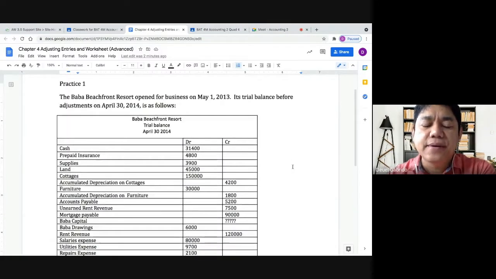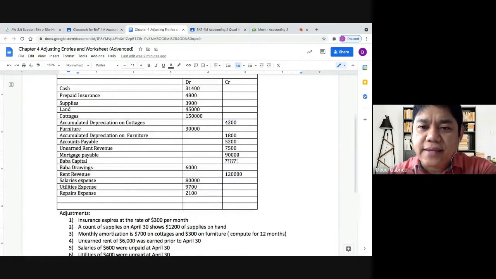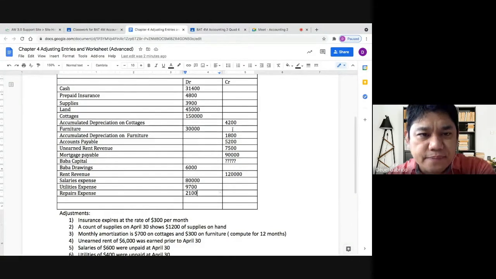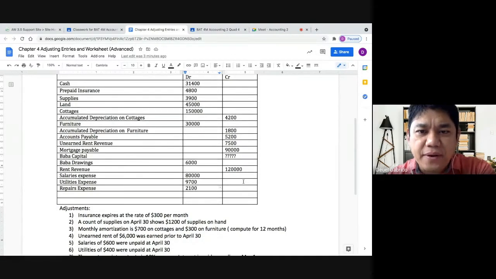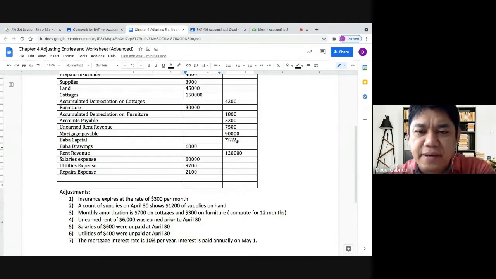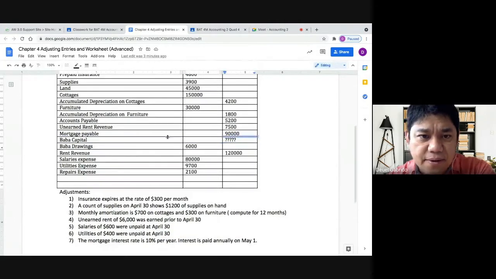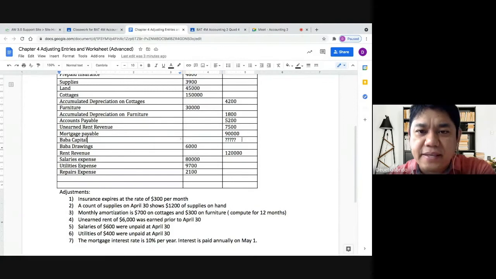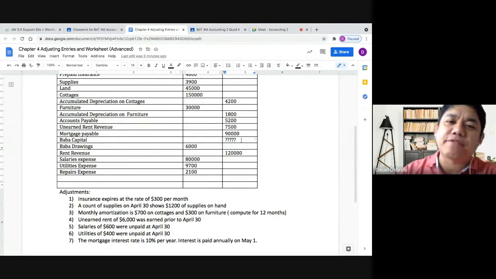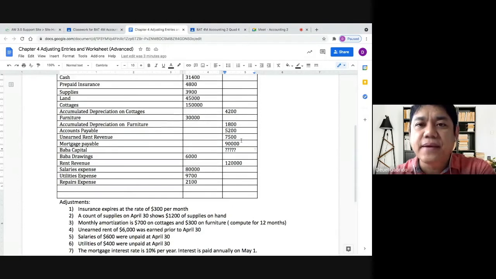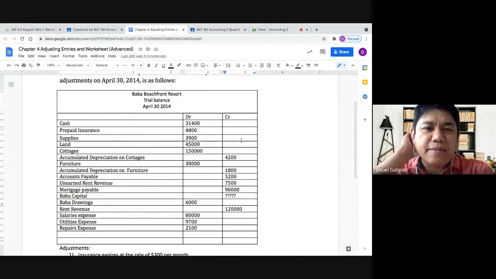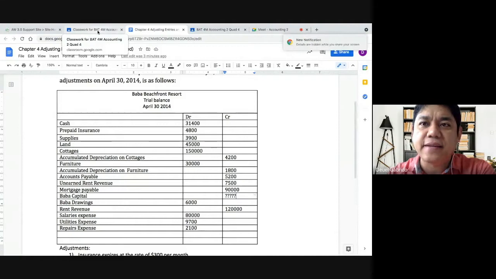So look at this one, guys. From cash going down to repairs expense, these are the numbers, and then what's this? Credit. We have accumulated depreciation and so on, and there is a missing number. What's this number, guys? This is your Baba capital that is missing. Oh, we have to find that first.